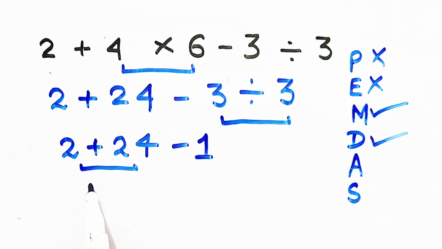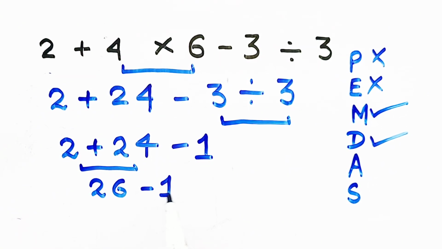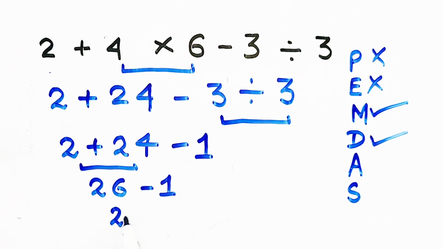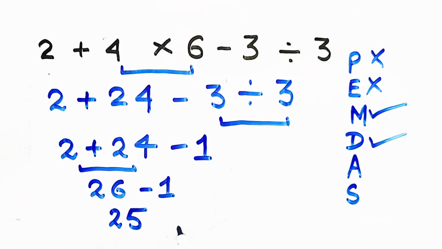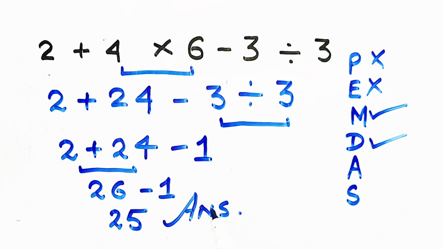Now 2 plus 24 gives us 26 minus 1, which will be simplified in the last step to get 25 as our correct answer for this tricky math question.